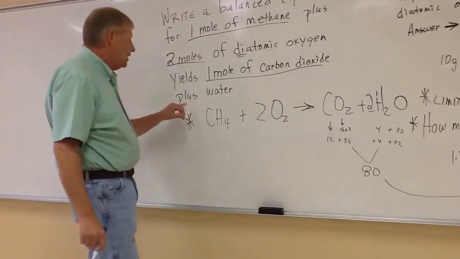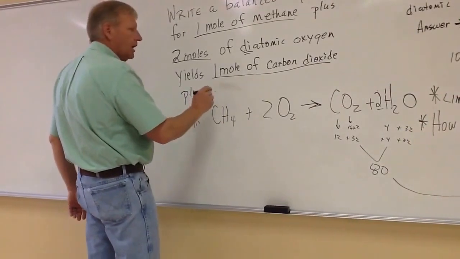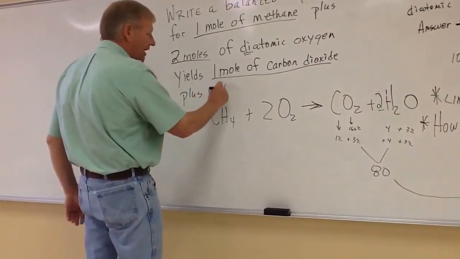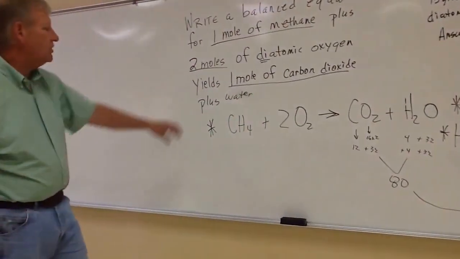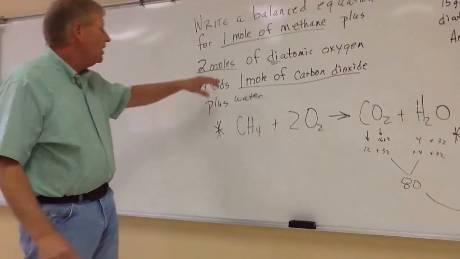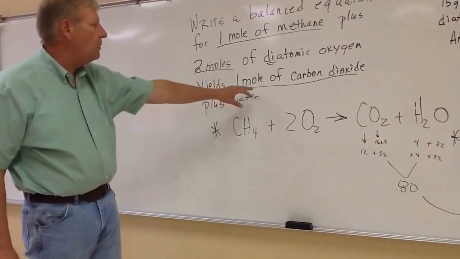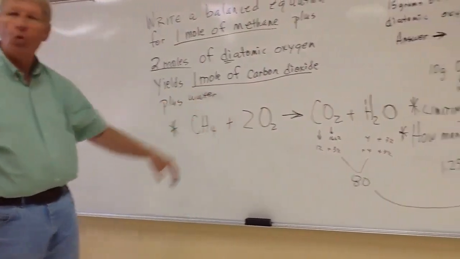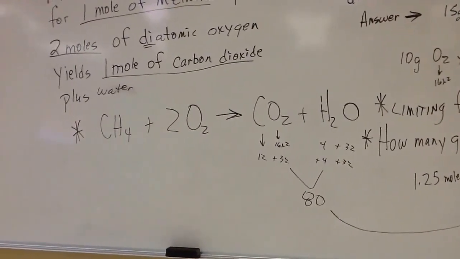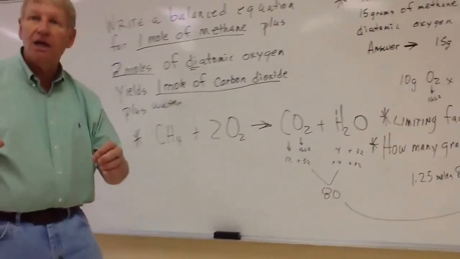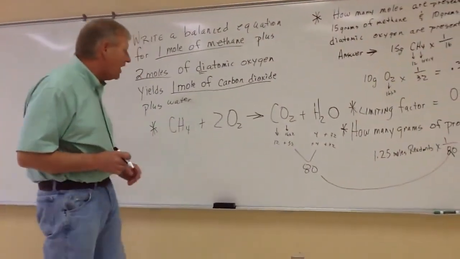And then plus. No, I'm sorry, I got ahead of myself. Plus water. Don't balance it yet. So this is what your problem will say. 2 moles of diatomic oxygen and 1 mole of methane yields 1 mole of carbon dioxide. It says plus water. So does it tell you how many moles yet? So now we've got to come back and balance that. Once again, it's exactly like the magnesium and the oxygen example, except now with a different application. So let's balance that.